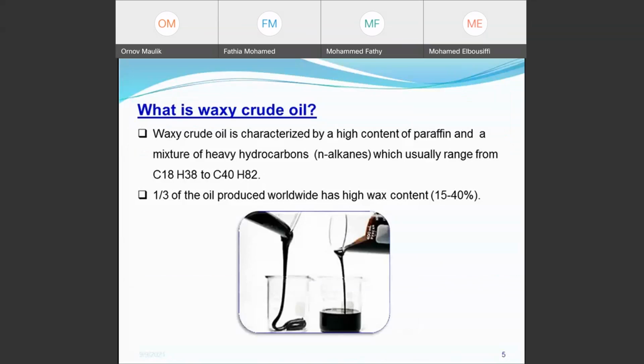What is waxy crude oil? Waxy crude oil is characterized by a high content of paraffin and a mixture of heavy hydrocarbon alkanes, which usually range from C18 up to C14. Also, about a third of the oil produced worldwide has high wax content, from about 15 to above 40%.